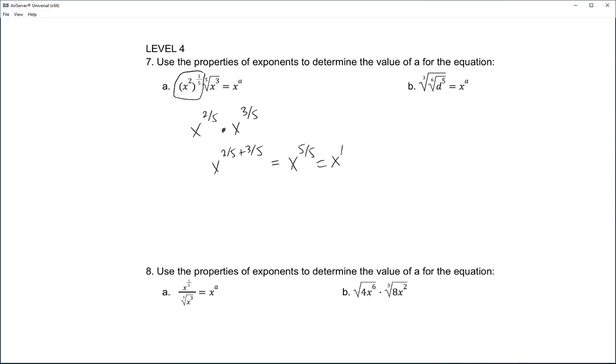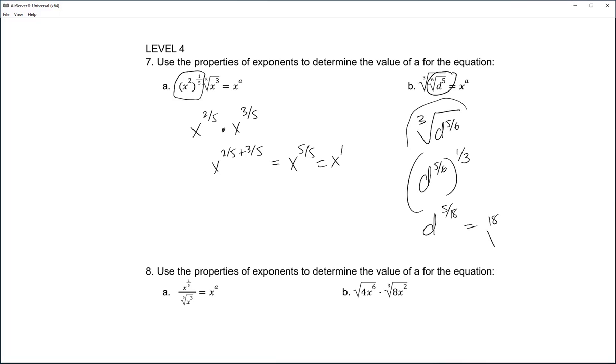All right. Letter B. Letter B again, start inside. So this is the cube root of d to the 5/6 power. Right? And then what do you do after that? D to the 5/6, and then to the 1/3 power too, because that's a cube root. Multiply this out. This will be d to the 5/18. You can also write the 18th roots of d to the 5th power.